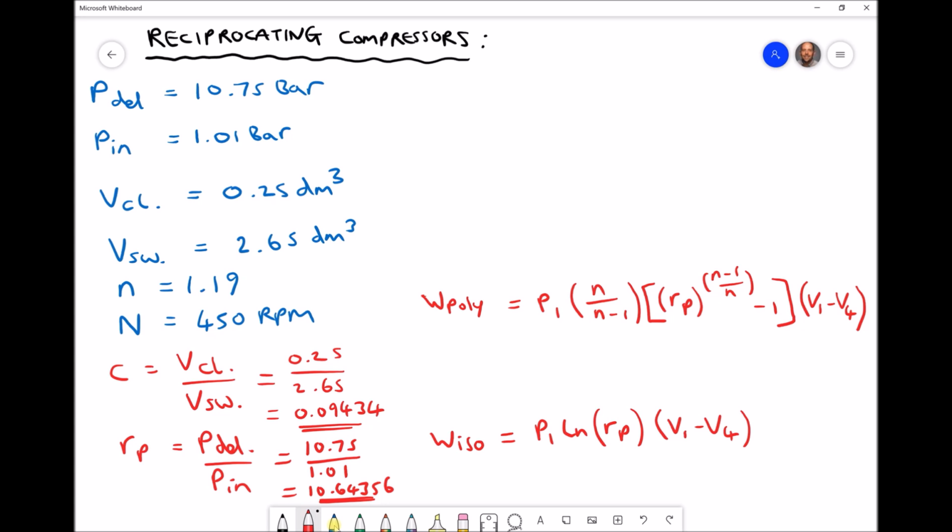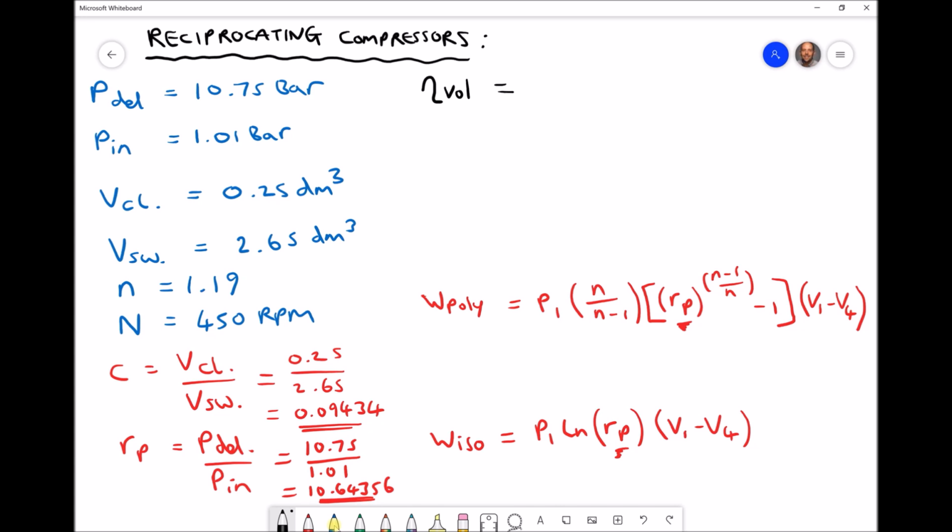Now once again that value is rounded to 5 decimal places, so when we do our calculations of polytropic work and isothermal work, which incorporate our compression ratio here and here, once again I'll make sure that I use the full calculator answer to avoid any excessive rounding errors. Okay, so now we've done those two preliminary calculations, we're going to go ahead and calculate our volumetric efficiency.